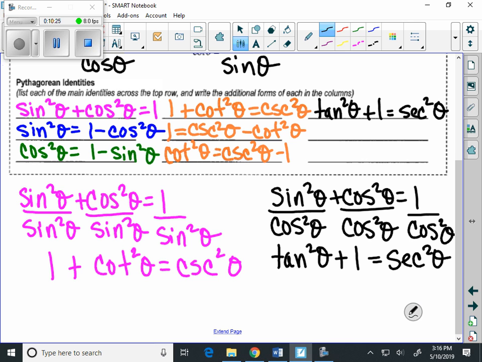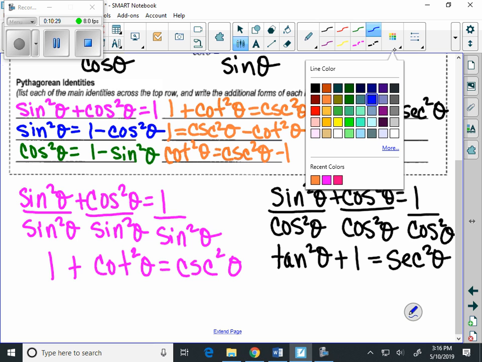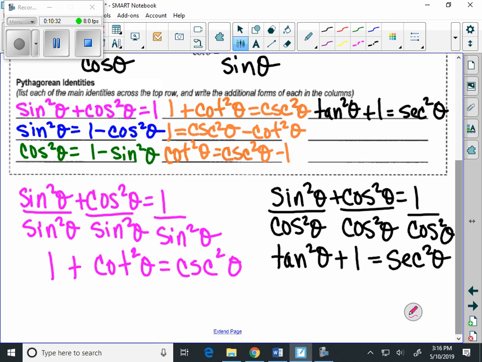And then we can move these around a little bit. If we move this around, we can say that tangent squared theta equals secant squared theta minus 1, subtracting 1 from both sides. Or we can also say, and I should have done that one first, but we can also say that 1 equals secant squared theta minus tangent squared theta.